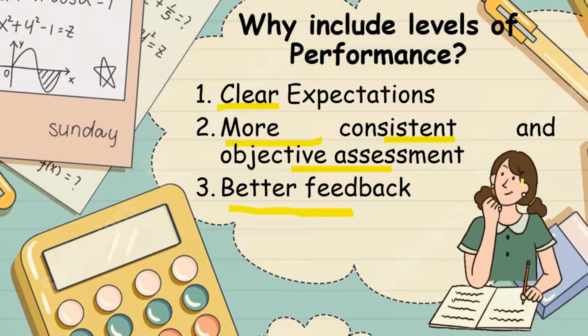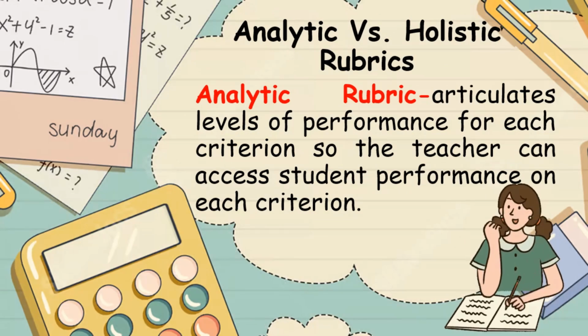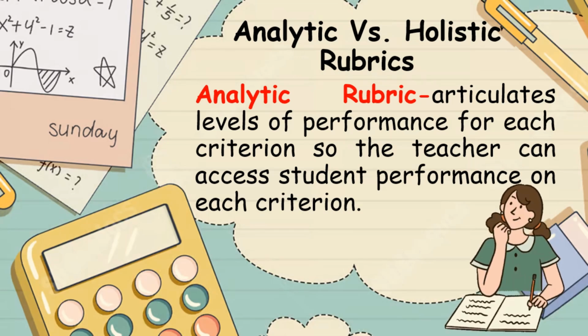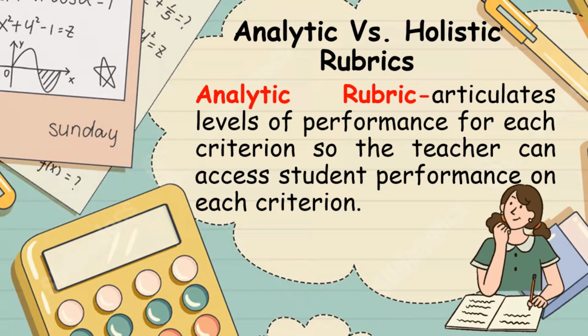So in scoring rubrics, we also consider the types of it. So these are the analytic and the holistic rubrics. So let us now differentiate these two. So for a particular task you assign students, do you want to be able to assess how well the students perform on each criterion, or do you want to get a more global picture of the students' performance on the entire task? So the answer to the question is likely to determine this type. So which do you prefer, the analytic or the holistic rubric?